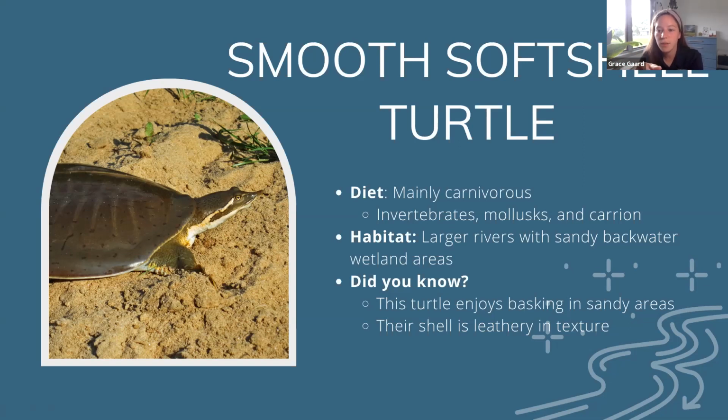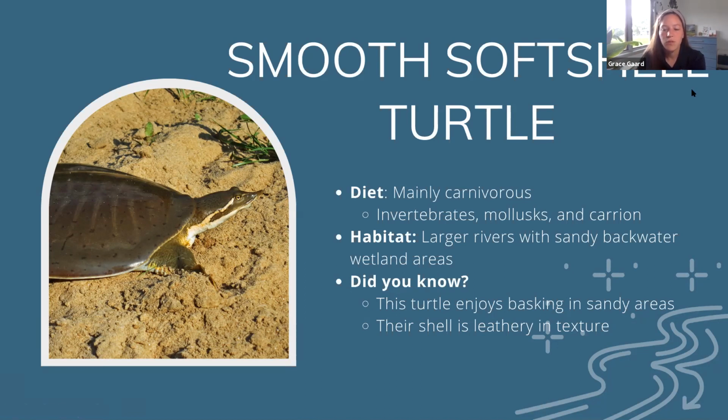They'll eat invertebrates and mollusks, and they enjoy basking on the top of the sand instead of on a log. So you might see them kind of beached up on the sand, sunning themselves, versus a lot of our turtle species that like to hang out on logs. And obviously their shell is much more of a leathery texture. It's not going to be like a snapping turtle, where they have a very hard shell.